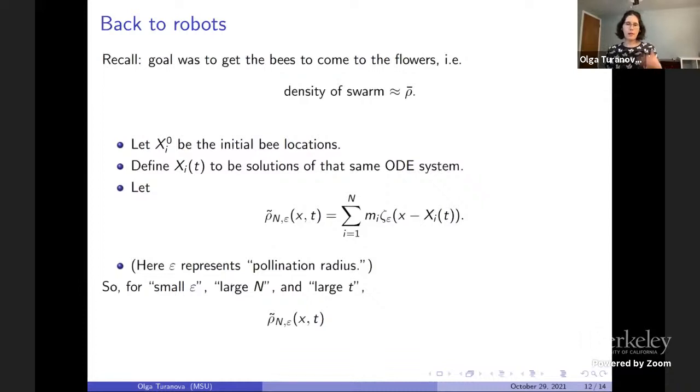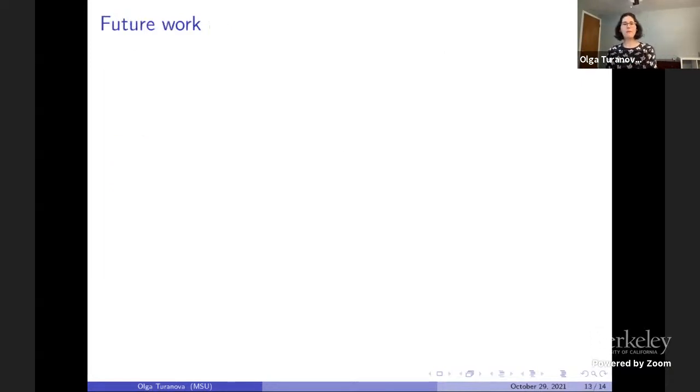So for small epsilon, large n, and large t, our approximate solution is like our actual solution, but that's for small epsilon and large n, and then for large t, our solution is like rho bar. Therefore, we've achieved, at least in theory, our goal of getting our robot swarm to be like our desired density, or in other words, to get the bees to come to the flowers. So that's great.